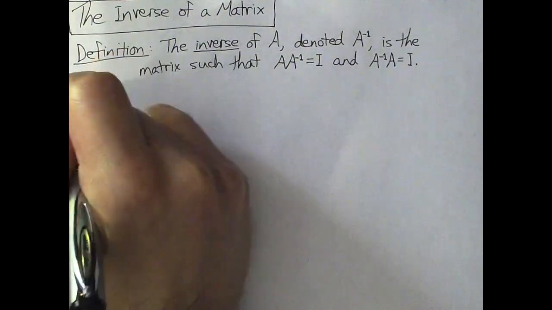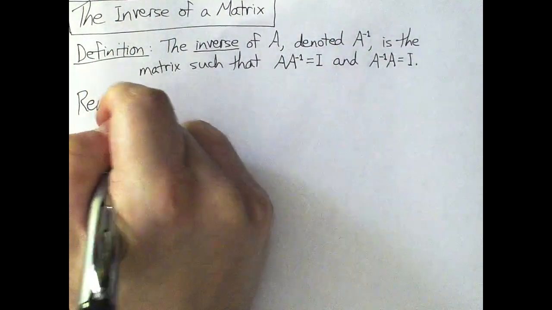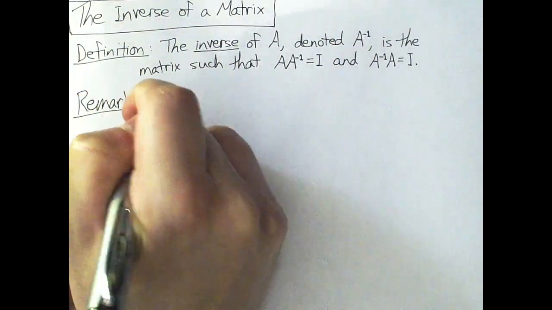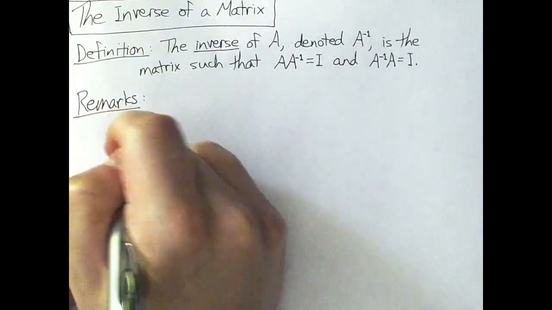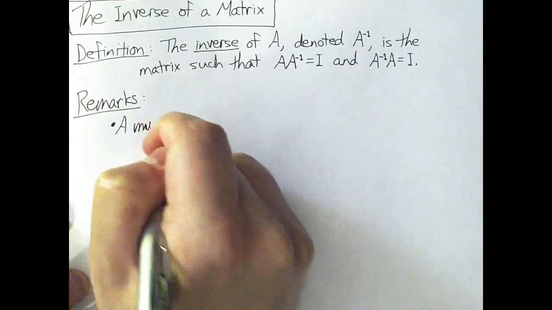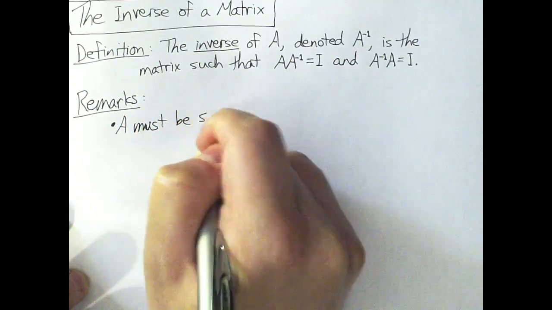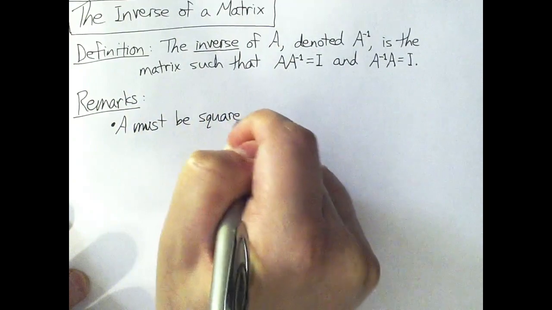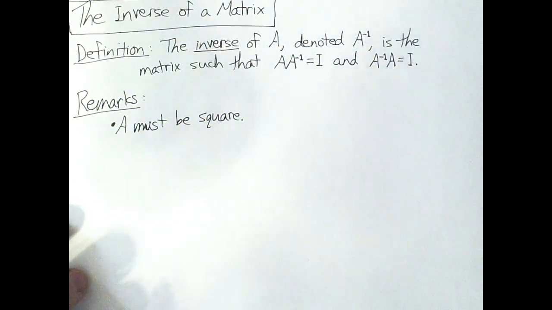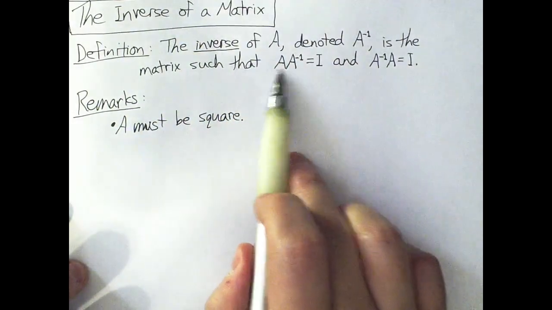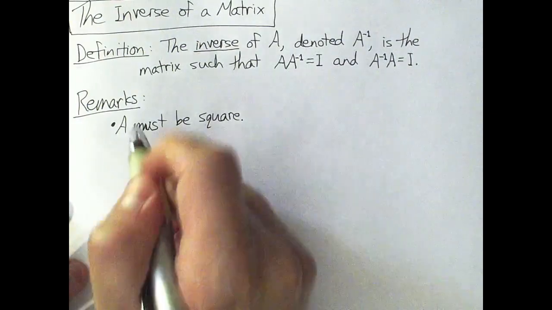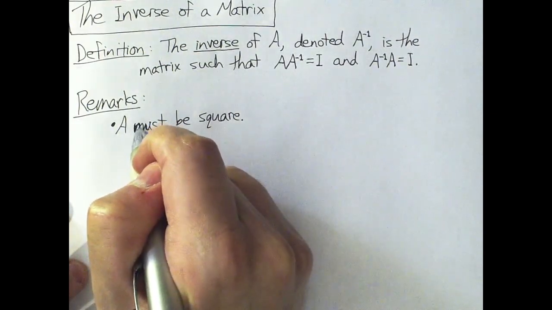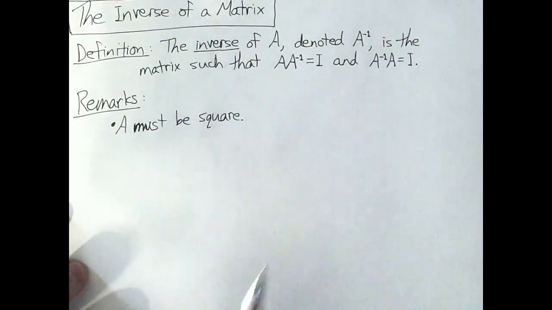So, a couple of remarks. First remark, A must be square. Why does it have to be square? Well, look at what we wrote above. A times A inverse equals I. We know that the identity matrix is a square matrix. So the only way this is going to work out is if A is also square.